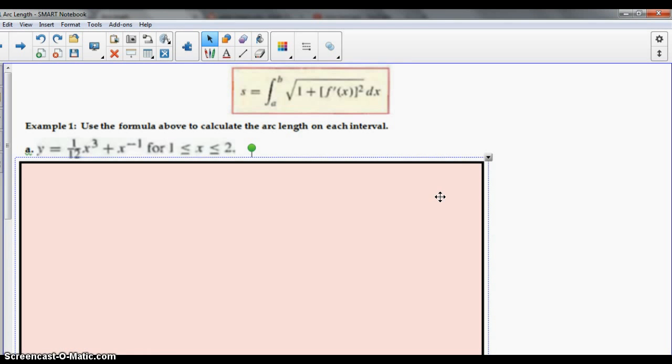Finding the arc length is relatively straightforward with the formula. Some obstacles that we may be faced with later on are what happens if we have complicated functions underneath the square root. How do we handle those? We might need to revert to trig substitutions. But for now, with the polynomial, it won't be too bad. If you take your function 1/12 x cubed plus x to the negative first, the first thing you want to do is find the derivative of the function.